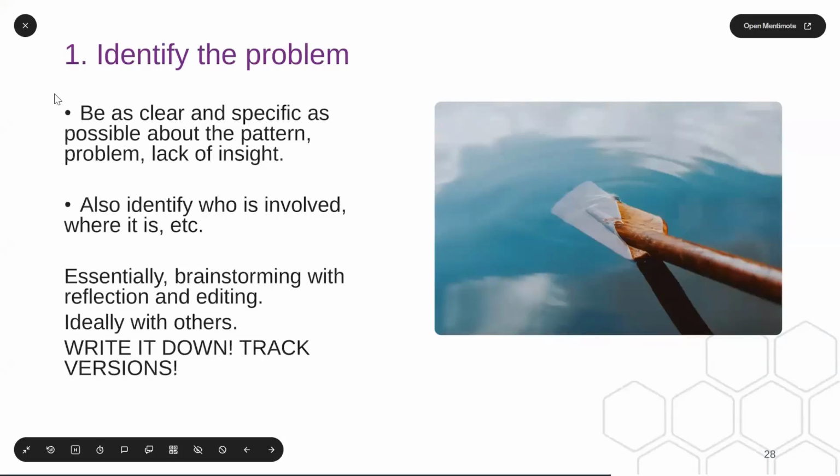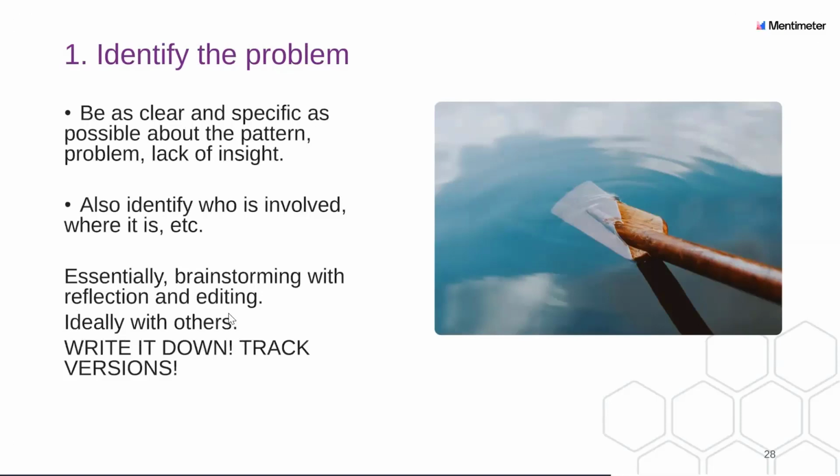This is about being as clear and specific as possible about the pattern, the problem, the lack of insight, and also who is involved, where it is, whatever. So this is starting to frame your research question. Essentially, it's brainstorming with reflection and editing. And it's best if you do this with others, because they will help you reflect on why you think this problem is the problem, and what you think the insight that's missing is. Maybe they'll identify somebody that you didn't consider, and you'll say, oh, actually, yes, of course, those people are quite involved in this problem. So you want to do this with others.